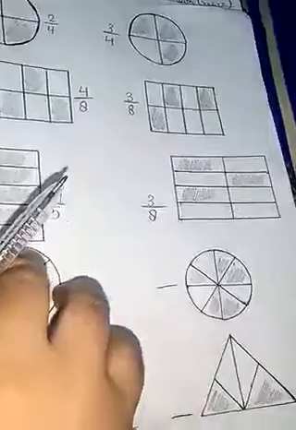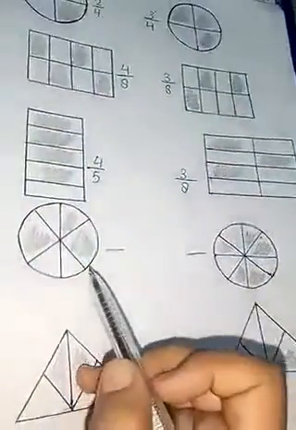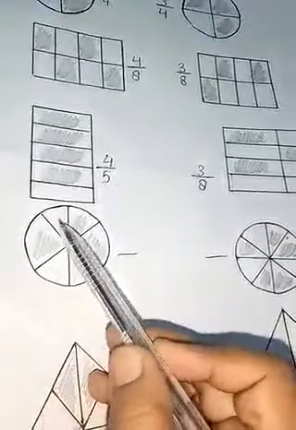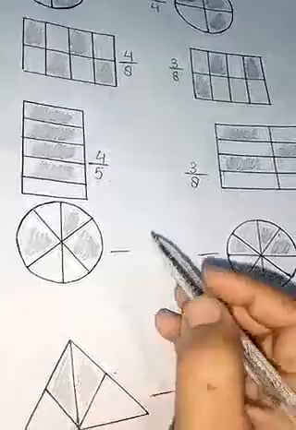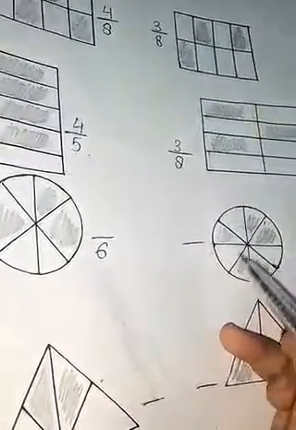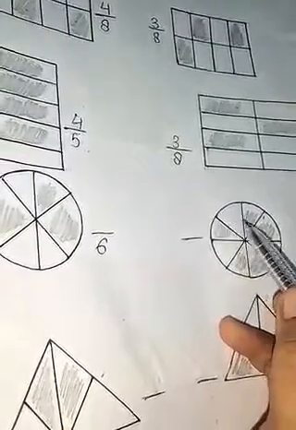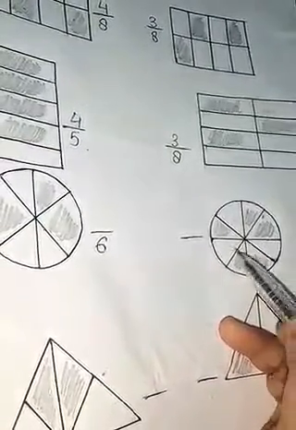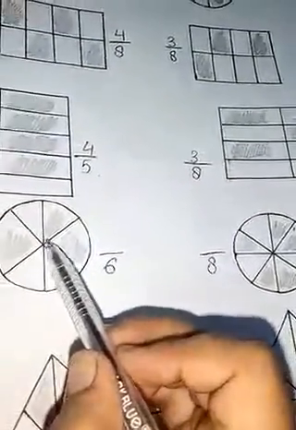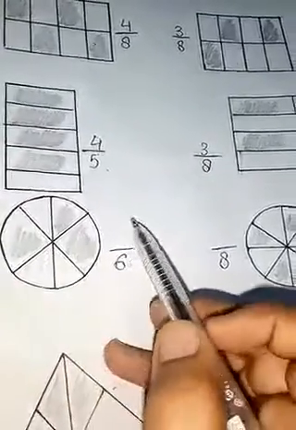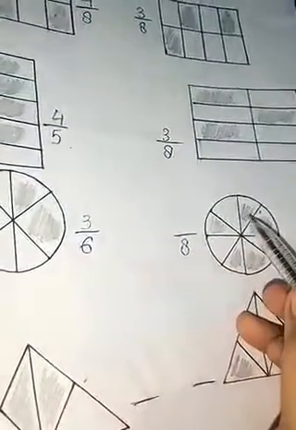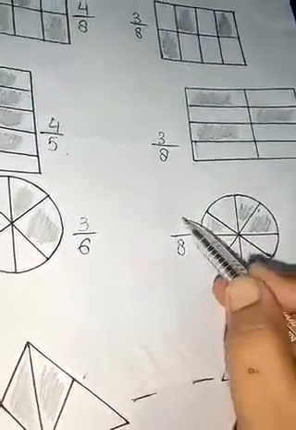Now in the fourth picture we have again a circle, and the first circle is divided into 1, 2, 3, 4, 5, 6 parts. So the denominator is 6. On the right hand side again we have a circle and it is divided into 8 parts. The numerator for the first diagram is 1, 2, 3, and the numerator for the second diagram is 1, 2, 3, 4, 5.